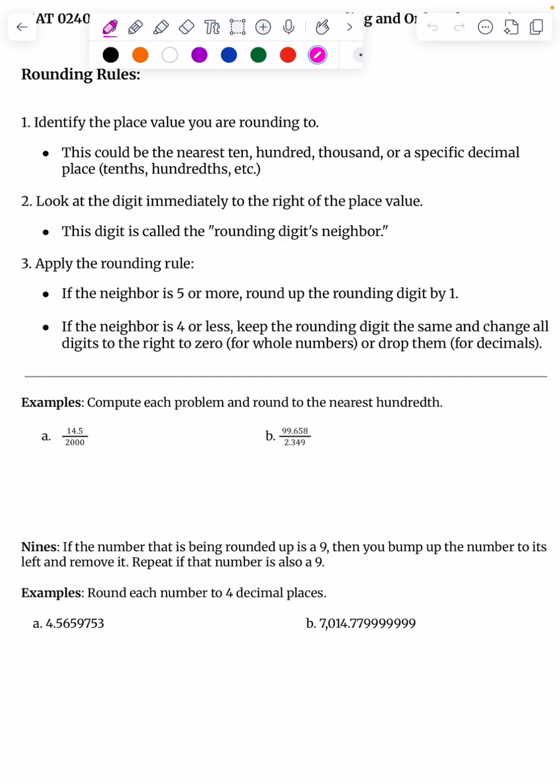So the rounding rules are as follows. First, you're going to be told what to round to. It could be the nearest 10, 100, 1,000, a specific decimal place like tenths, hundredths, thousandths, or sometimes it just says round to 2 decimal places. So pay first attention to what you're rounding to, know what you're rounding to.